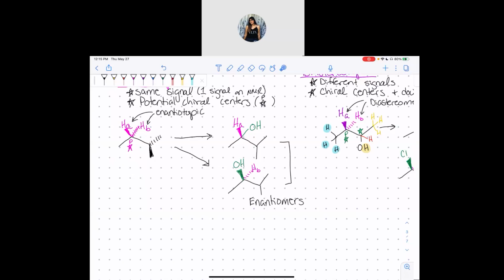So yes, the difference would just be whether or not there's a chiral center. If there is a chiral center anywhere in the molecule, all of these hydrogens will be different. All the CH2s will be different. However, if there's no chiral center, they're going to be the same. Is that cleared up just a tad, at least?